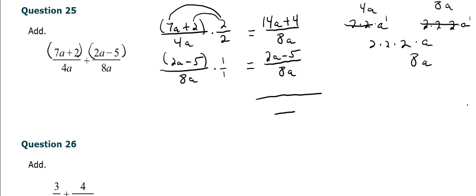Now I combine like terms, keeping in mind my denominator is going to remain 8a. So I have 14a plus 2a, which is 16a, and 4 plus negative 5 is negative 1. So I have 16a minus 1 over 8a. Remember, nothing goes into all three, so that would be my final answer. 16a minus 1 over 8a. And some people ask, do I need the parentheses? You don't, but if you want to put them there, it won't be marked wrong.